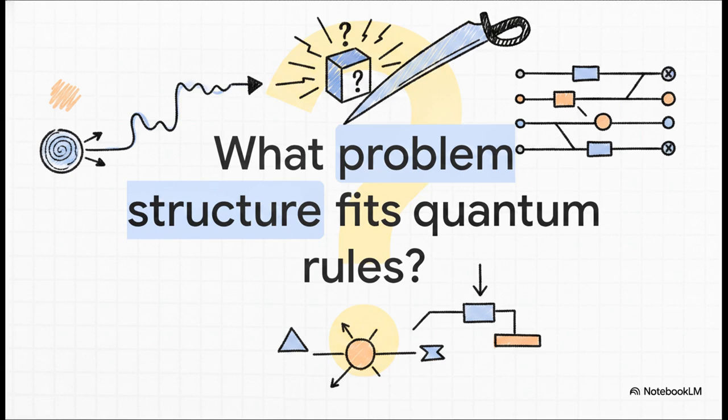So the next time you see a headline making wild claims about a new quantum breakthrough or some massive speedup, you don't have to wonder if it's magic. You have the ultimate tool to cut through the hype. You just have to ask yourself, what kind of problem has the right structure for quantum rules to actually help? Keep asking that, and you'll always understand the real story.